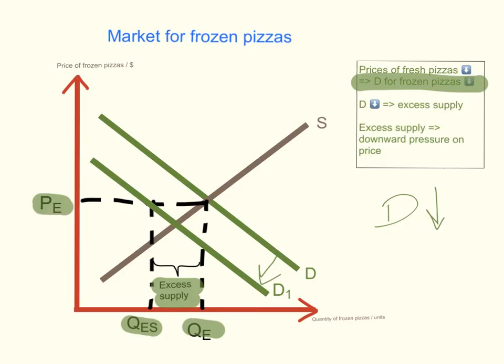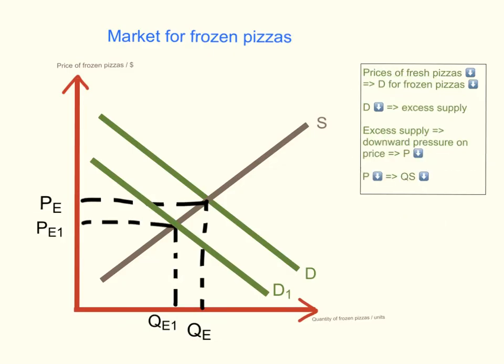Now, whenever there's excess supply or whenever there's a surplus, this exerts a downward pressure on the price. This downward pressure on the price due to the excess supply will cause the equilibrium price to gradually drop until we reach a new equilibrium. So PE will fall to PE1 and QE will fall to QE1. So we've moved to a new equilibrium point, which is the intersection of the new demand curve D1 and the supply curve S. And this is all because there has been a decrease in demand.